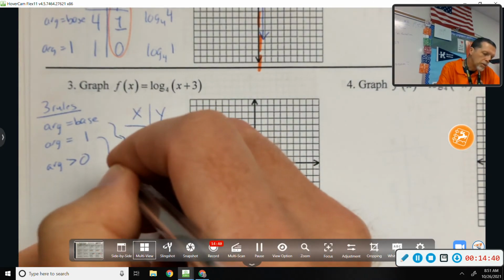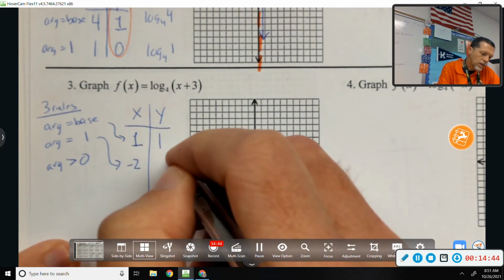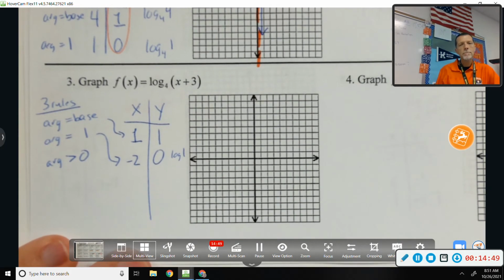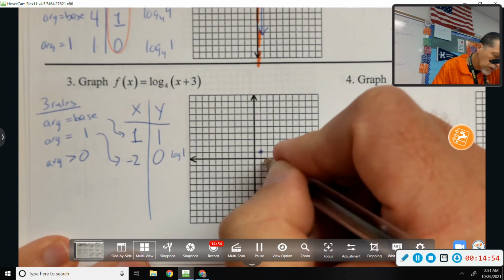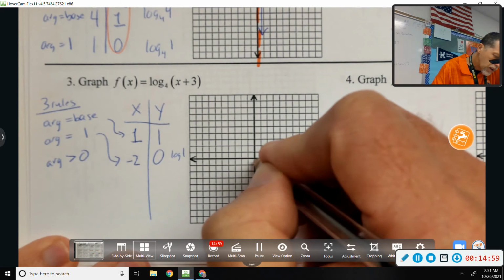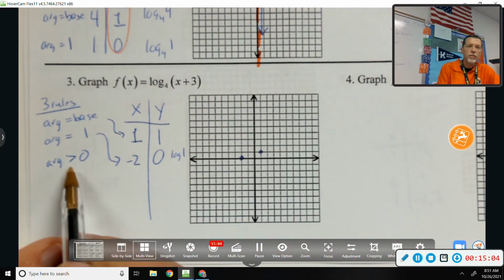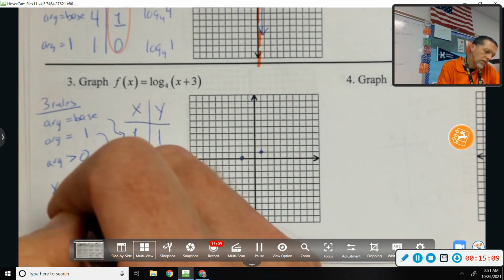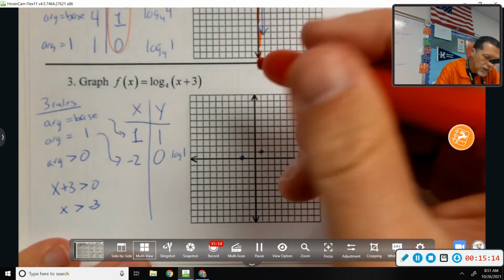If I want the argument to be 1, x needs to be negative 2. And the log of 1 is 0. How many points do we need? Just 2, as long as you have the asymptote on there. So you want to draw the asymptote? Negative 2, 0. Yes, because that's my third step. The argument is greater than 0. So that means x plus 3 is greater than 0. x needs to be greater than negative 3. So I've got my wall at negative 3.